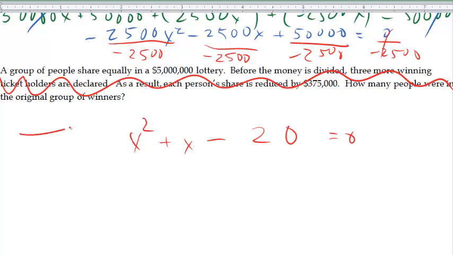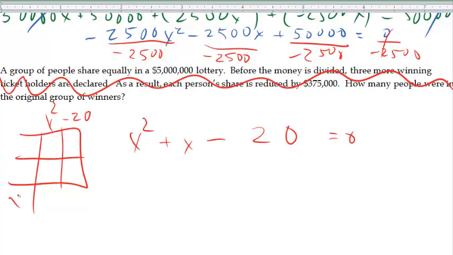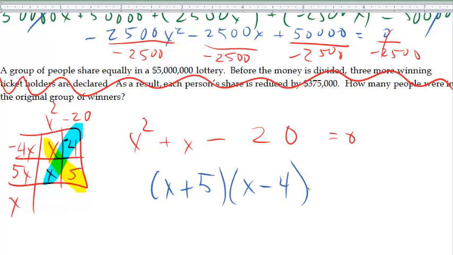If you make yourself a pretty little factor box, x squared minus 20 and x, so I'll have x times x. I need a positive down here, so I'm going to make 4 negative, and 5 positive. So I'll have negative 4x, 5x, it works down there, so my two terms are x plus 5, x minus 4. So x plus 5, x minus 4 equals 0.